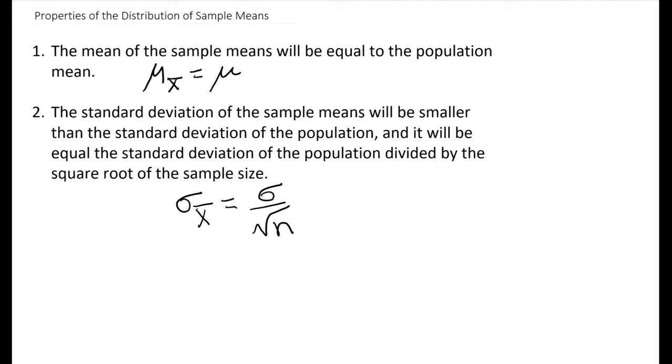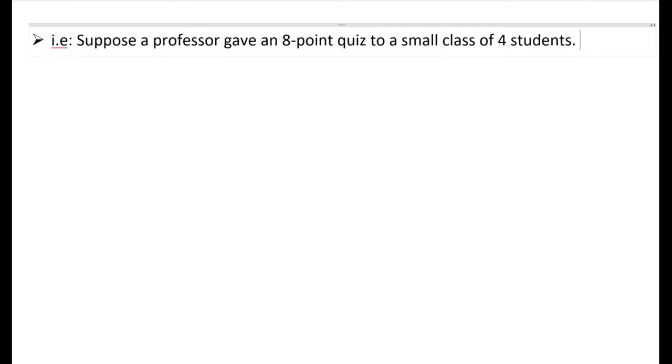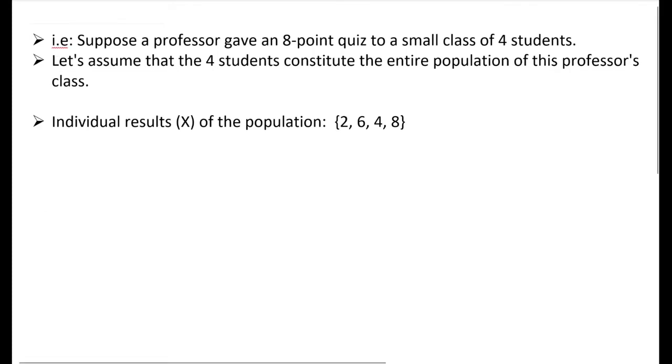So these are a couple of properties. We're going to illustrate these two properties with a very specific example. Let's suppose a professor gave an 8-point quiz to a small class of 4 students. It's a very small class, so let's assume that the 4 students constitute the entire population of this professor's class. This is just to make the results easier to quantify. Now the individual results of the population, let's say that these students scored 2, 6, 4, and 8. Those are the 4 students and their scores. So this is my population.